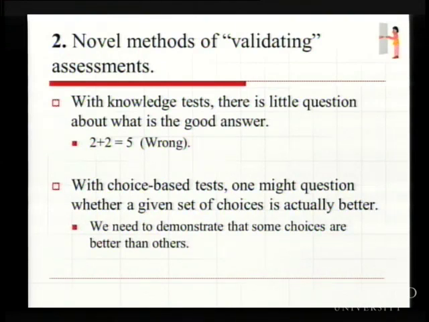A second one is a little more profound. We need methods of validating assessments. So there's two parts to this. In knowledge, there's not really much of a question about whether they got it right or wrong. Right? A kid does 2 + 2 = 5, you say, that's wrong. Because you can refer to knowledge. Choices is a little tougher. If I give a choice-based test, and some kid takes some series of choices, and I want to say it's better, you're probably going to say to me, no, I don't think so. And I have to find some way to validate that it really is a better choice. Whereas with knowledge, you don't have to do that. Here we need a way to validate this.